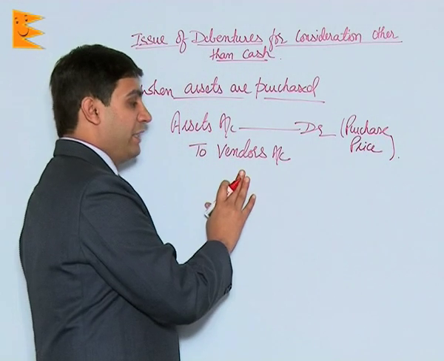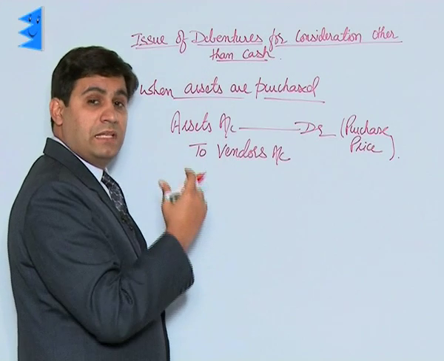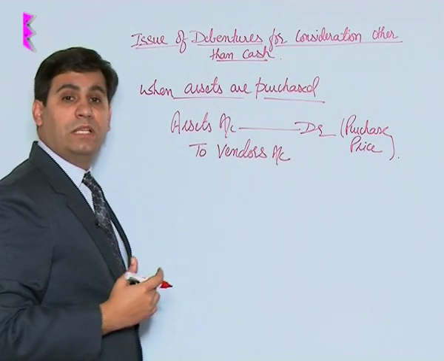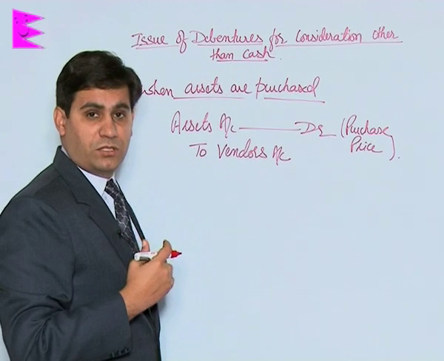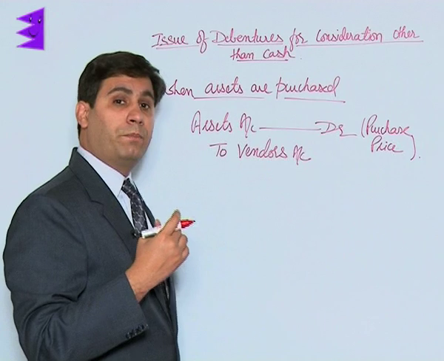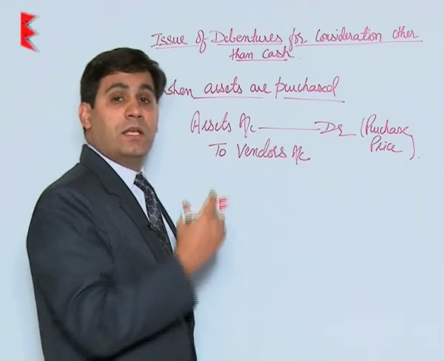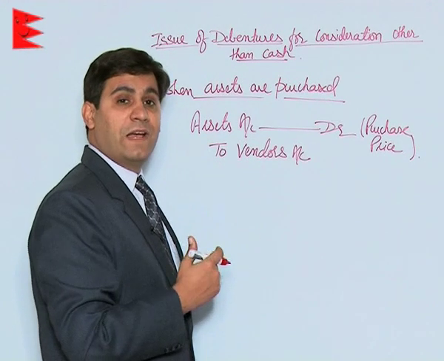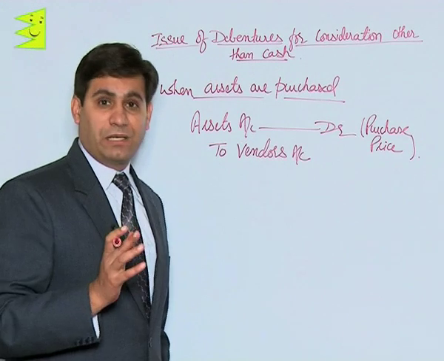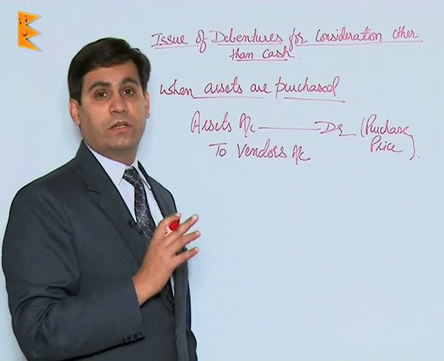Now students, vendors have to be paid off. They are paid in cash, or in this case, that is other than cash, the payment would be made to them by issue of debentures. Remember, these debentures can be issued to vendors at par or at premium. Right students? So that means debentures can be issued to vendors at the face value or at a price above the face value. It cannot be a forced agreement. Remember this thing. The vendors have to agree to the price of issue of debentures.